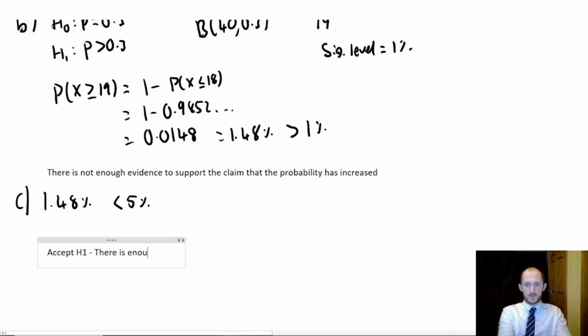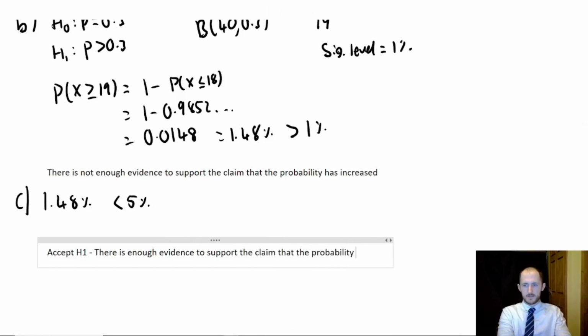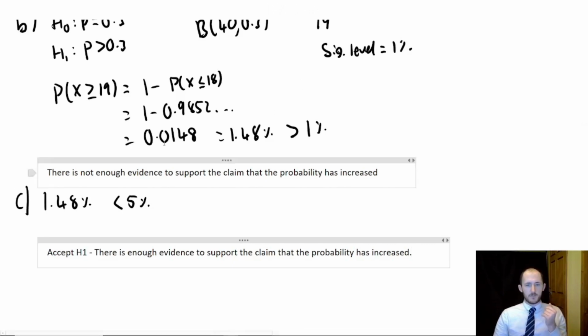There is enough evidence to support the claim that the probability has increased. So I'm saving the best question, or the most difficult question, for last. But hopefully this is making sense so far.